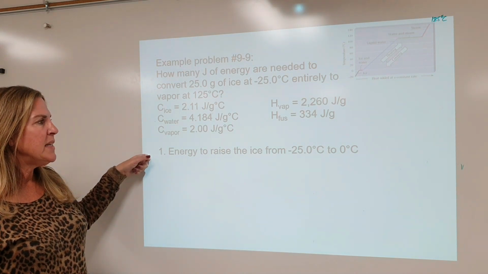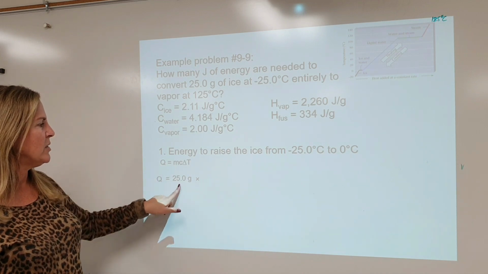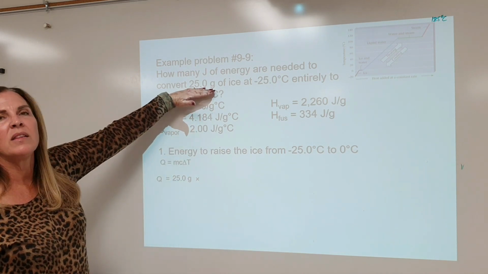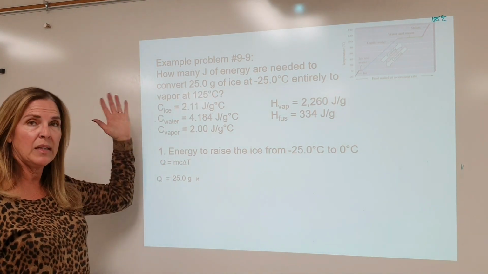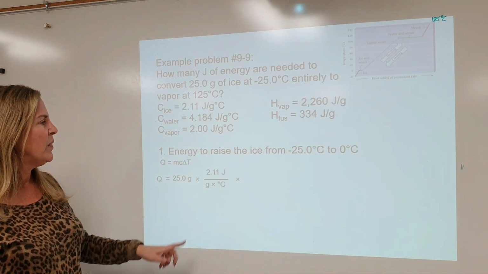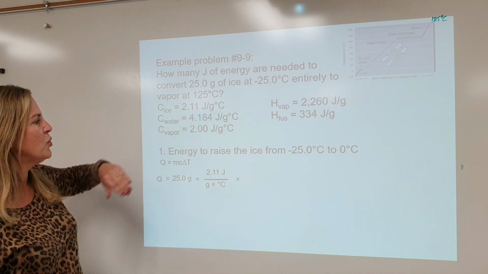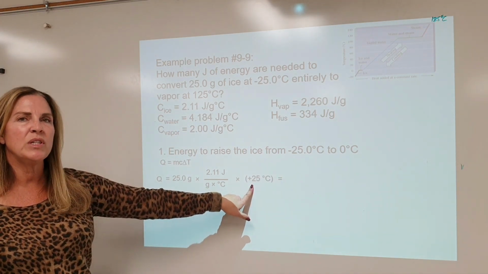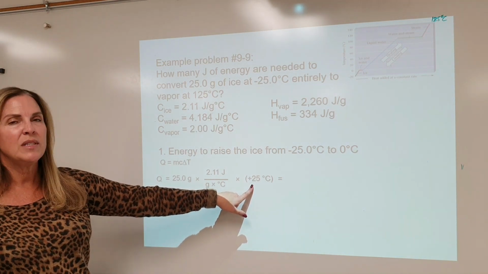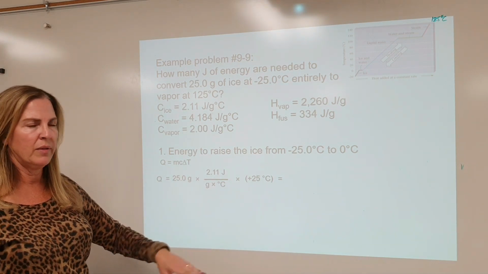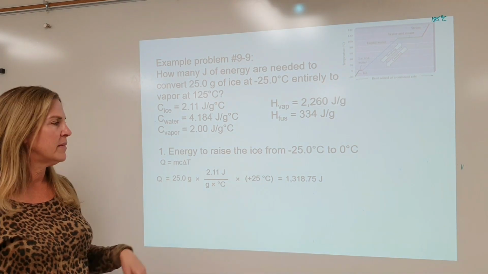The energy to raise the ice from minus 25 to 0. So we talked about that. So we're going to use Q equals M times C times delta T. We have been given the fact that the total mass of water that we're dealing with is 25 grams. So anytime I need mass in these equations, it's going to be 25 grams. Using the specific heat of ice, so coming here, 2.11 joules per gram, and the delta T going from minus 25 to 0 is a 25 degree change, okay? So that gives us a very big number, no rounding.